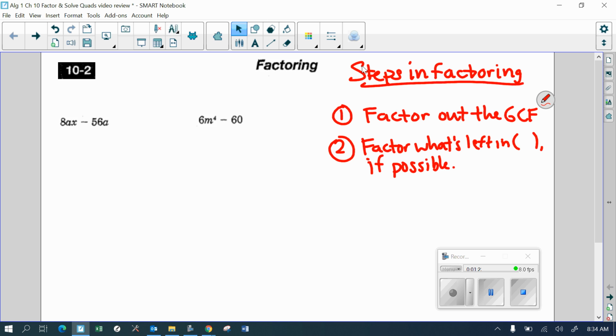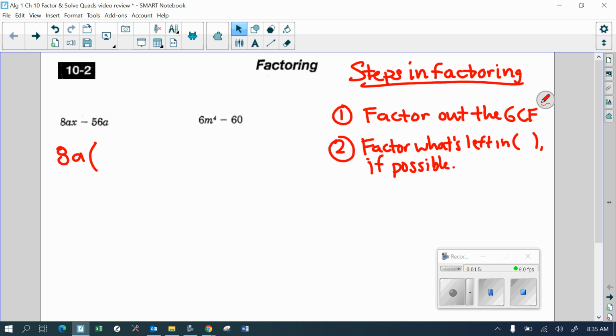So, first one, what's the GCF of 8 and 56? 8. What else? What variables do they have in common? They have one A in common each, not two A's, one A. If one of them had three A's, I can still only take one A out. I can only take the least amount of them out because the other one doesn't have two A's and doesn't have three A's. So I can't take two or three out. I can only take one out. So I take the least amount out. And there are no X's in common.